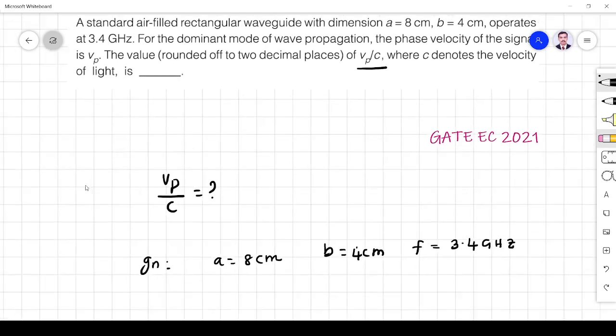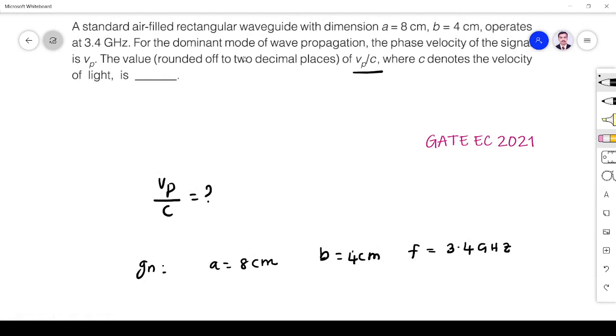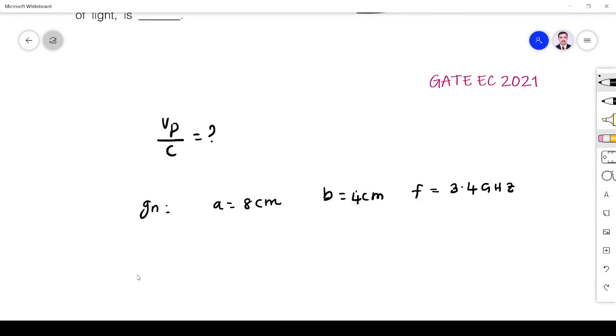It is a rectangular waveguide. For what mode are they asking? They are asking for the dominant mode. Okay, so the dominant mode in a rectangular waveguide is TE10. So this implies M is equal to 1, N is equal to 0.